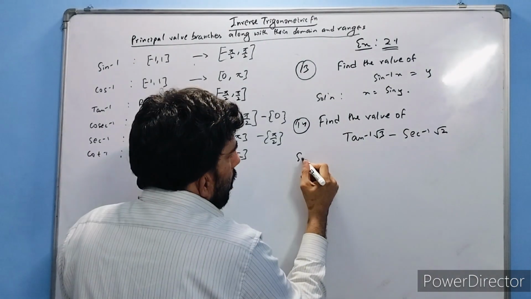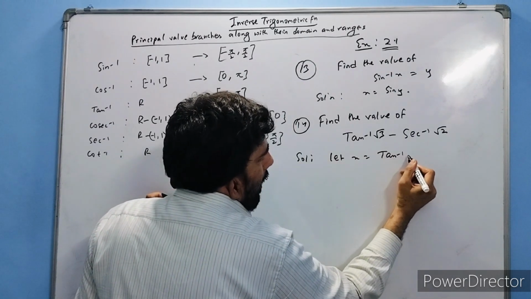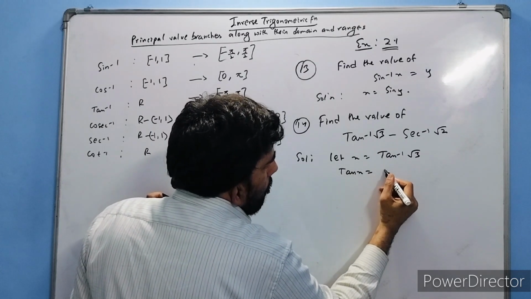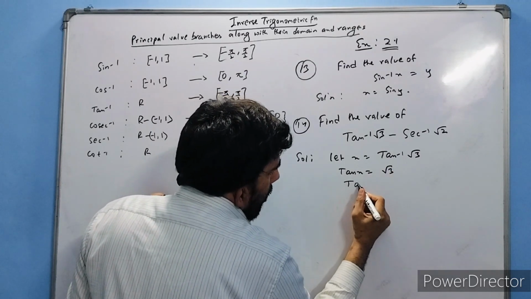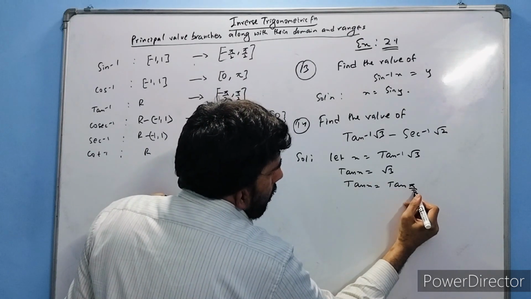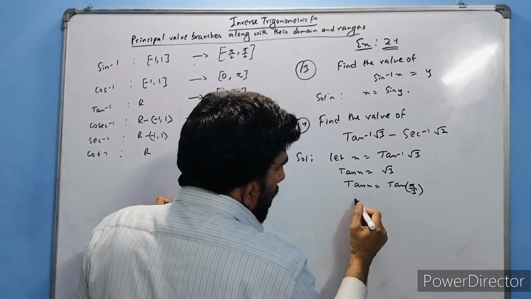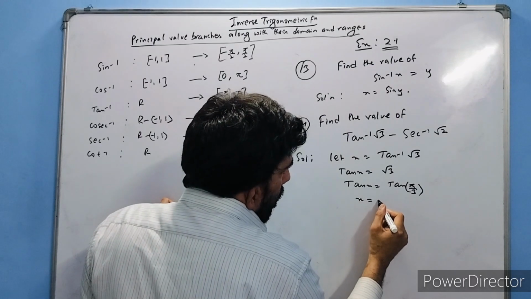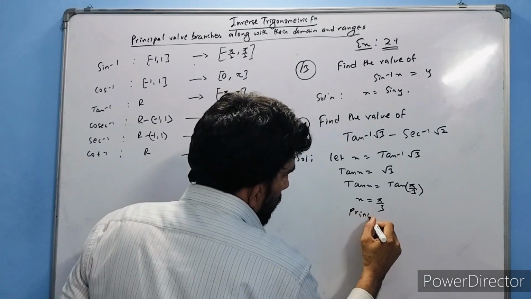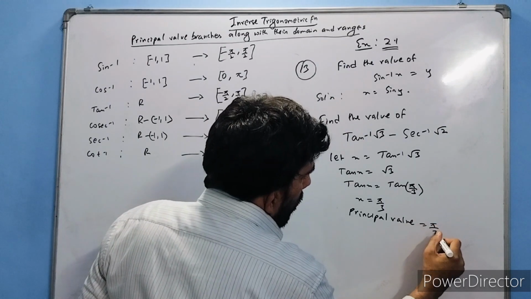First, let x is equal to tan inverse root 3. So we have tan x is equal to root 3. We have tan x is equal to tan pi upon 3, that is tan 60. So now we have x is equal to pi by 3. So its principal value will be pi upon 3.